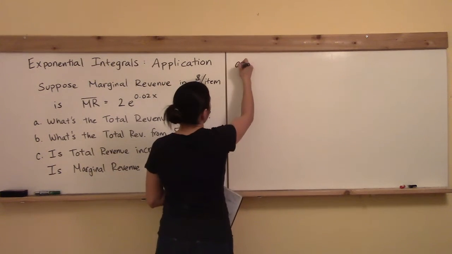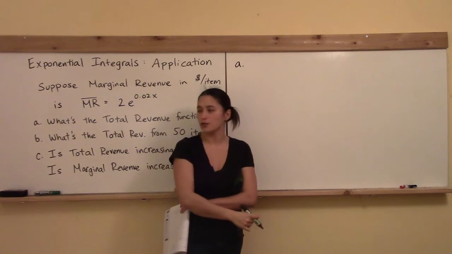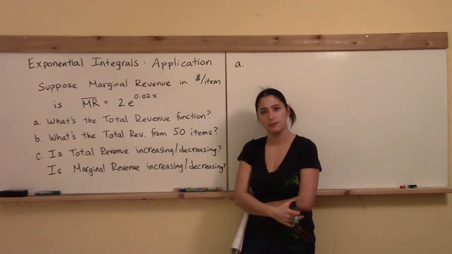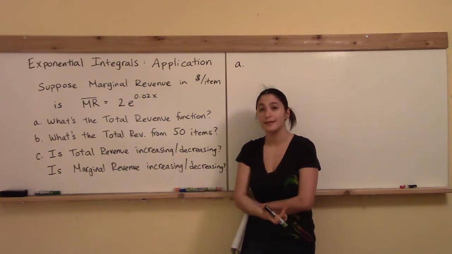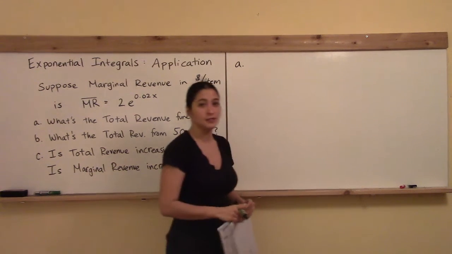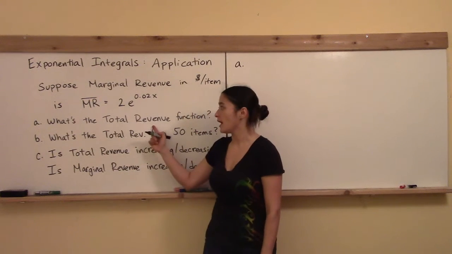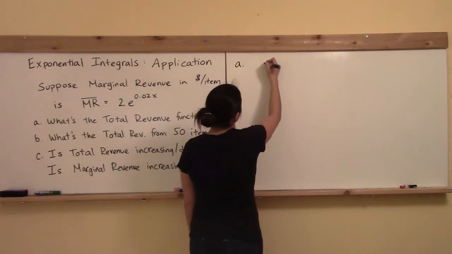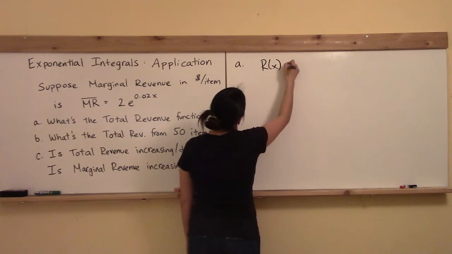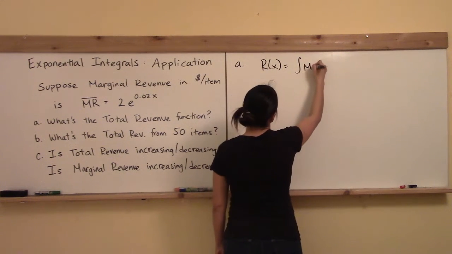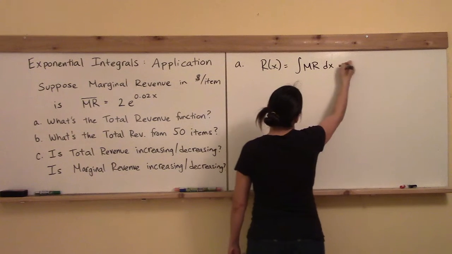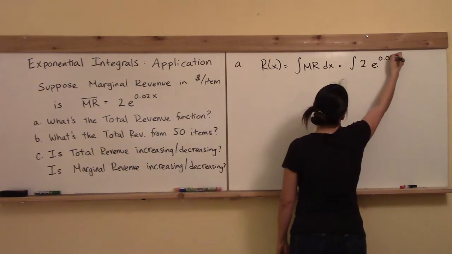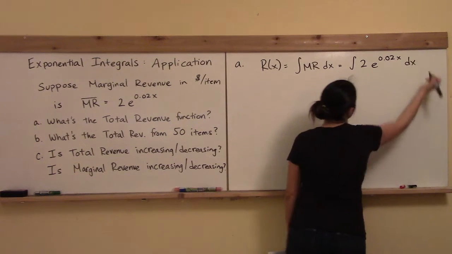Okay? First of all, for A, what was your overall strategy trying to find the total revenue given the marginal revenue? What do you have to do? Take the integral, exactly, because this is the derivative of that. So this is the integral of that, right? So then we're going to say that the total revenue function is going to be given by integrating the marginal revenue function dx. So we're going to start this problem by trying to integrate this function dx.